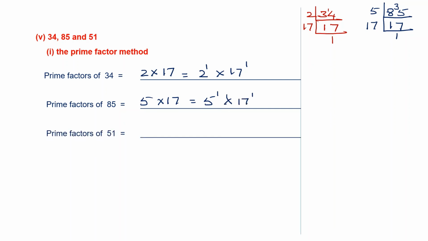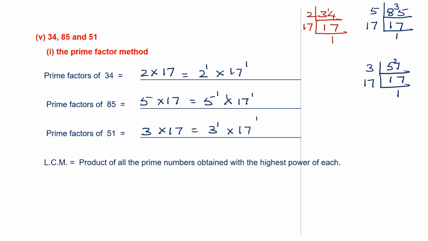Next is the prime factors of 51. So let's find prime factors of 51. I can divide this by 3. 3 ones are 3. 4, 5, that is 2. So I have 21. 3 sevens are 21. So I've got 17 again. 17 ones are 17. Prime factors of 51 are 3 into 17. That is 3 to the power of 1 into 17 to the power of 1.